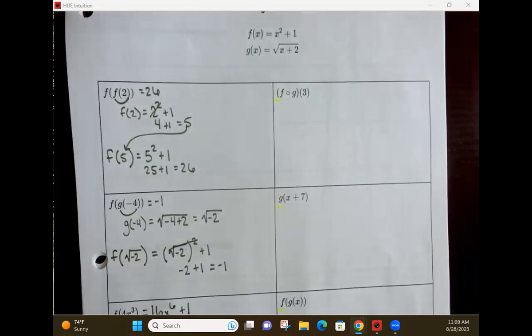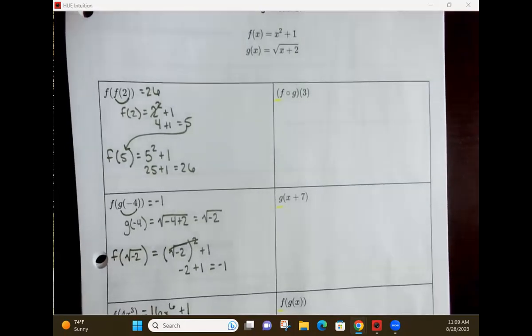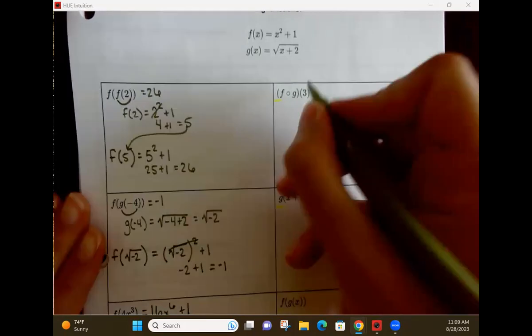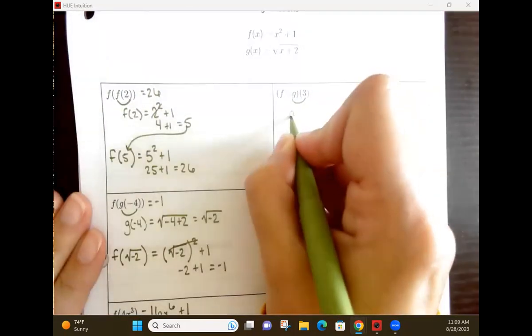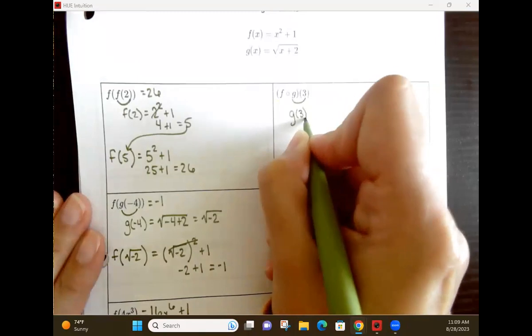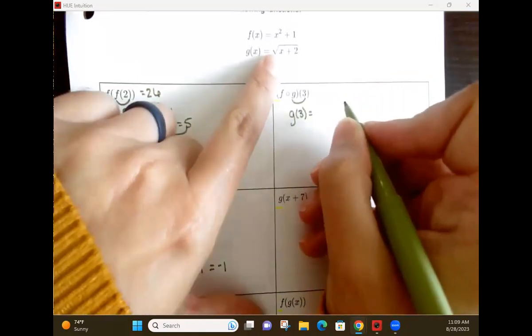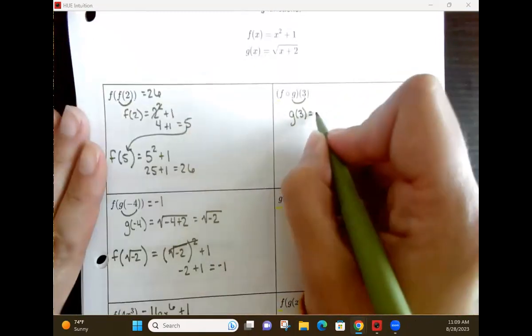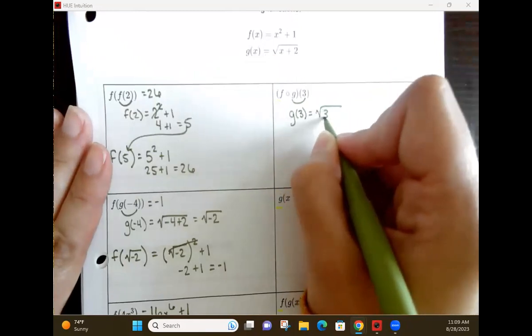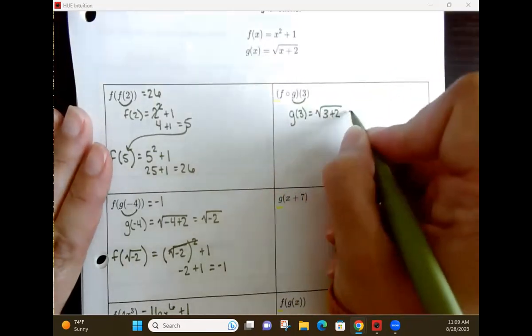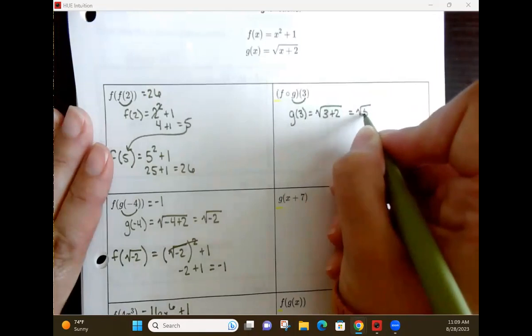Okay, let's work through these. F of g of 3. Okay, these are the old problems. So work from the inside out, start with g of 3. That means I am plugging 3 into my function here. This would be the square root of 3 plus 2, which gives me the square root of 5.